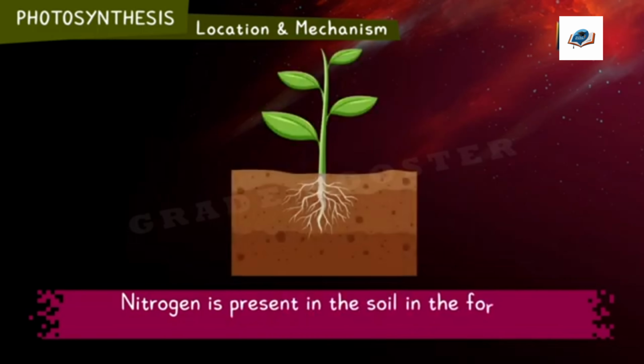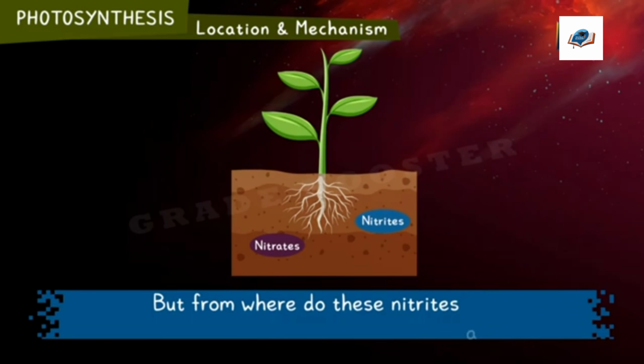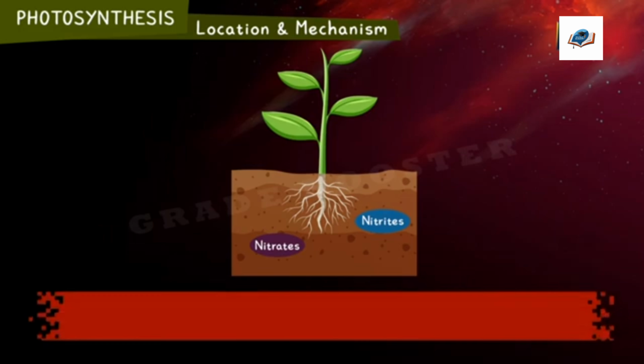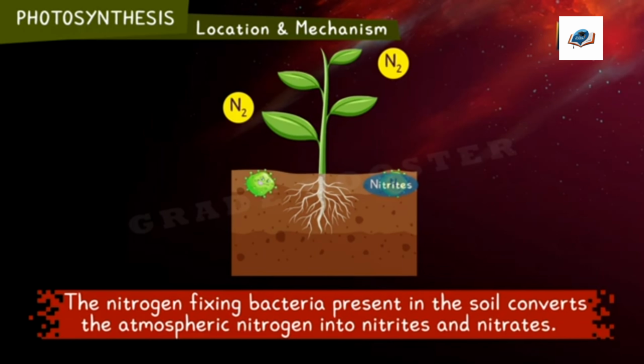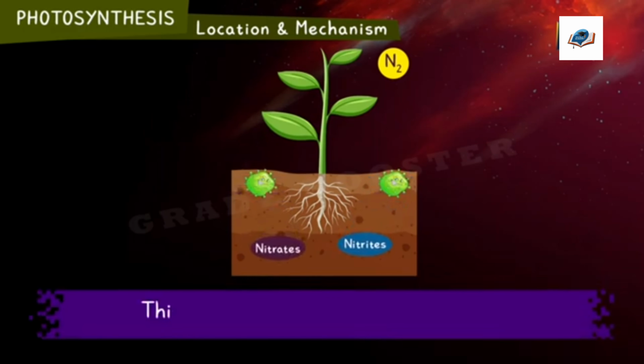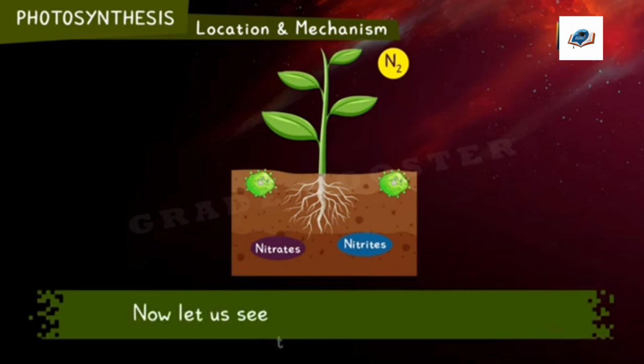Nitrogen is present in the soil in the form of nitrites and nitrates. But from where do these nitrites and nitrates reach the soil? The nitrogen-fixing bacteria present in the soil convert the atmospheric nitrogen into nitrites and nitrates. This is all about nutrition in plants. Now let us see the heterotrophic nutrition.